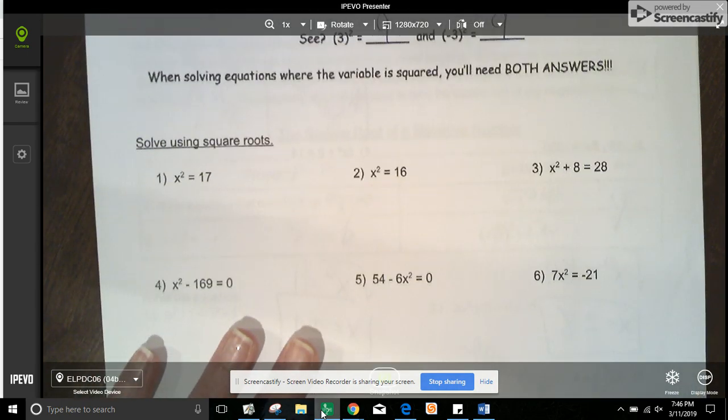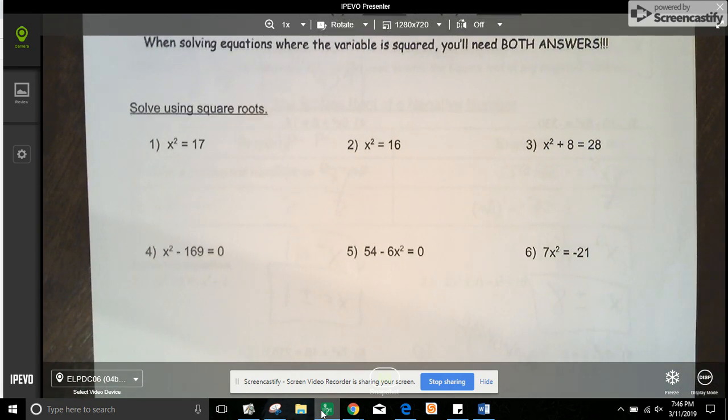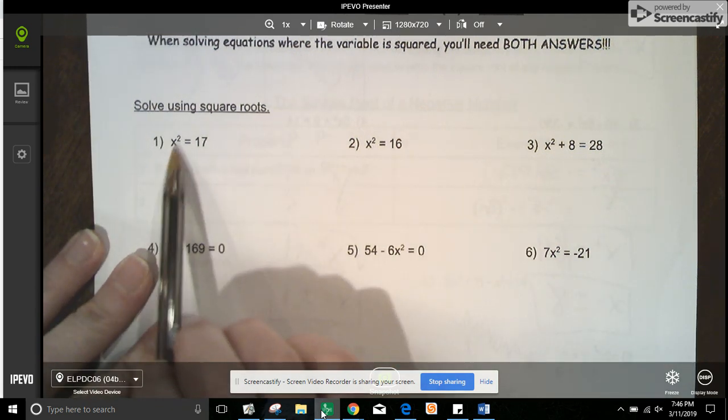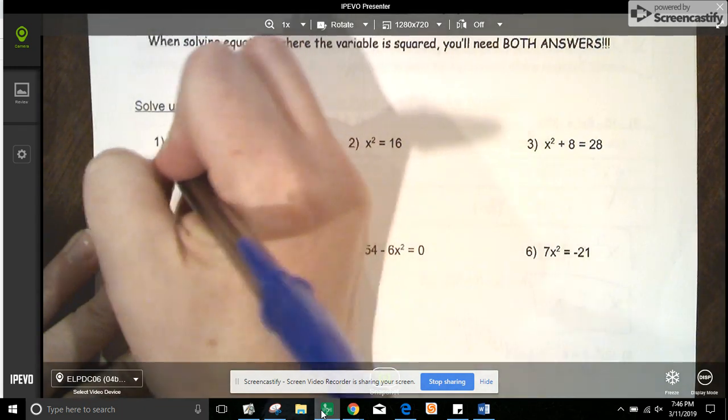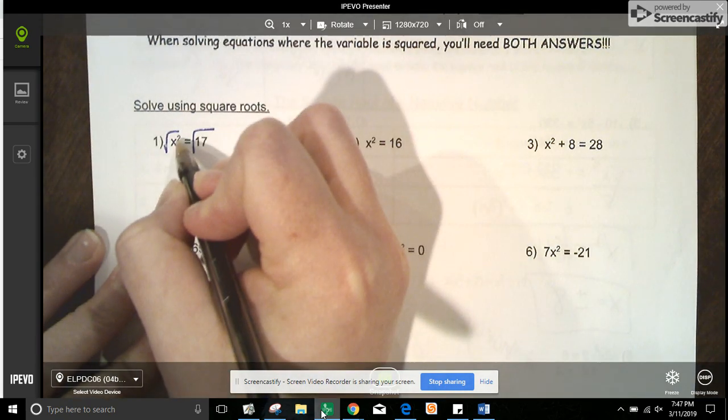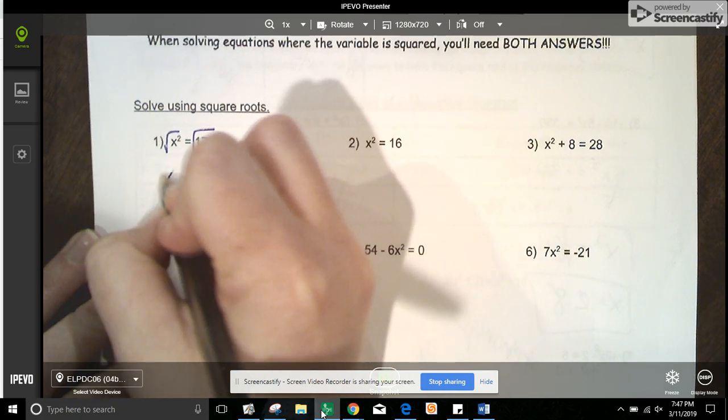When you go to solve these, you're going to solve them like any other equation. The goal is to get the x by itself. And then when the x is alone, you want to square root it to get rid of that exponent of a 2. For instance, number 1, the x is alone. Now I can do the square root symbol. The square root symbol cancels with the little exponent, so I just get x.